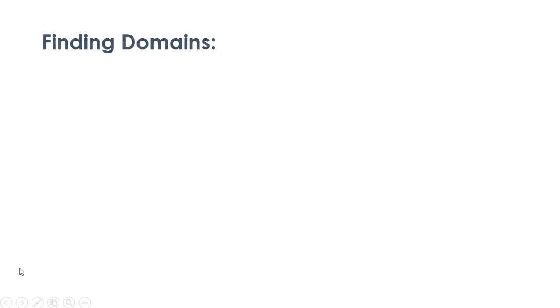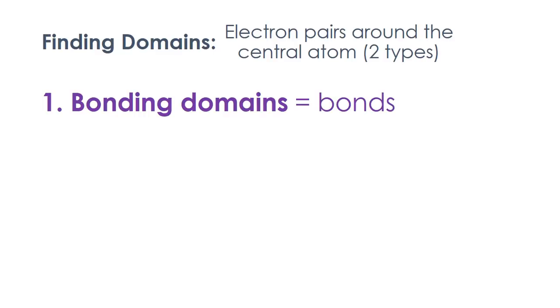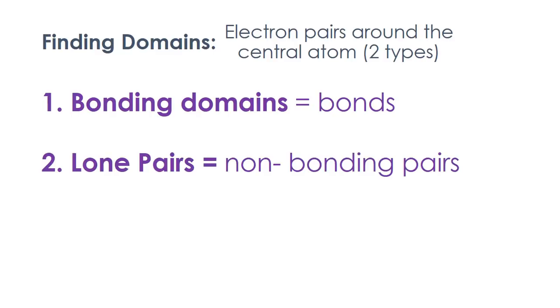One thing we need to talk about before we further talk about our different VSEPR shapes is domains. So we need to figure out how to find domains around each molecule. Domains are electron pairs around the central atom. And you can have two types of domains around each molecule. The first type is a bonding domain, and those are just our individual bonds. Are they single bonds, double bonds, or triple bonds? The second domain is our lone pairs, and these are electrons that are not involved in bonding. Usually they're in pairs of two.